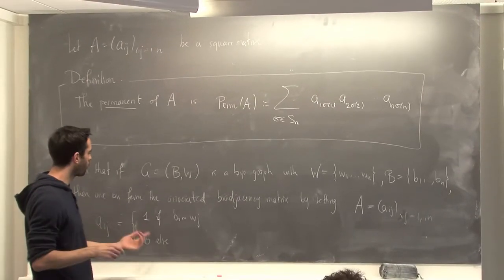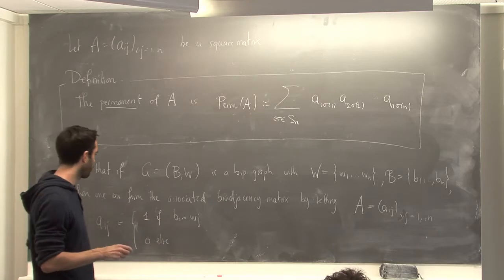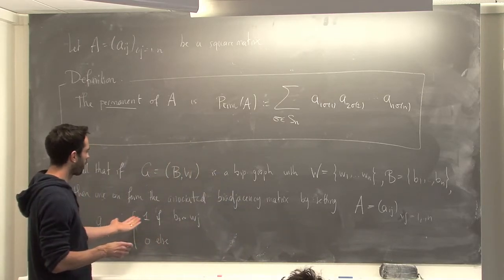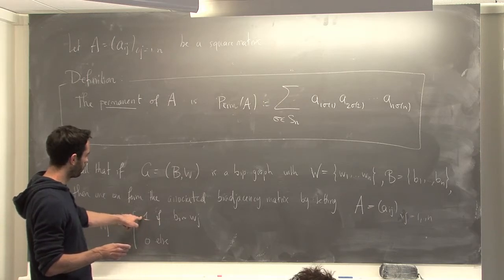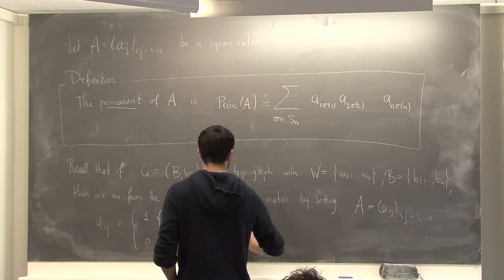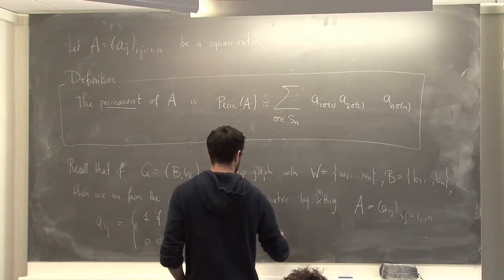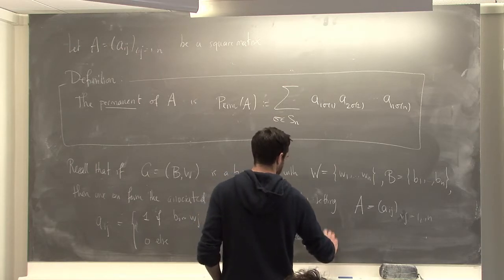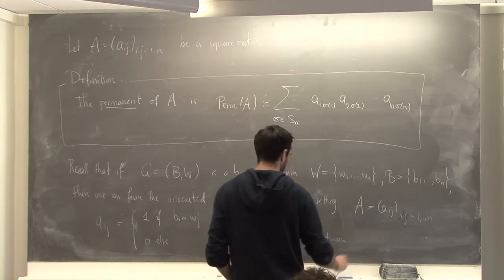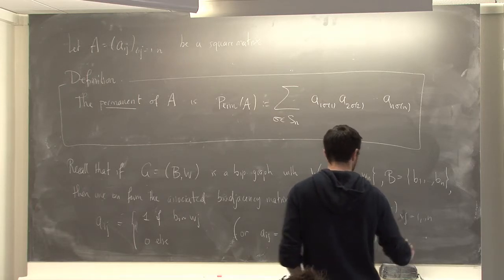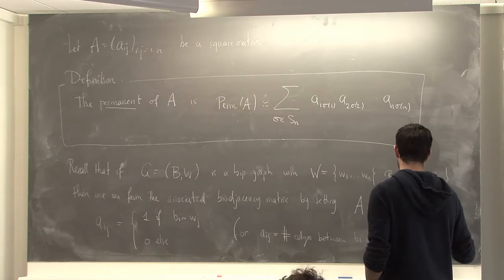Simply, we had seen a weighted version, but okay, that's just the unweighted version. And more so that's if the graph is simple, and if the graph is not simple, you just set here the number of edges. Okay, so A_ij equals the number of edges between B_i and W_j in general, meaning if the graph is not simple.